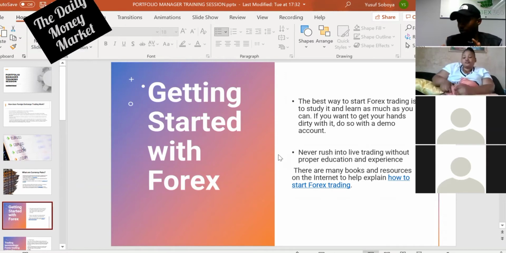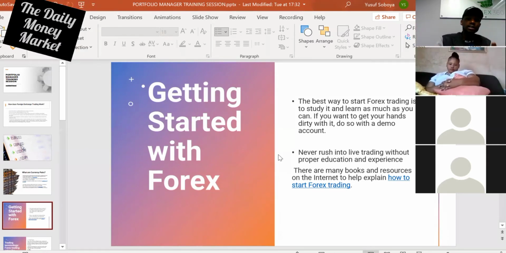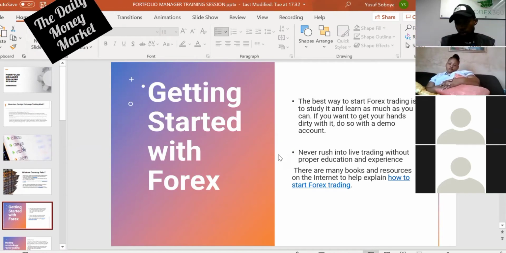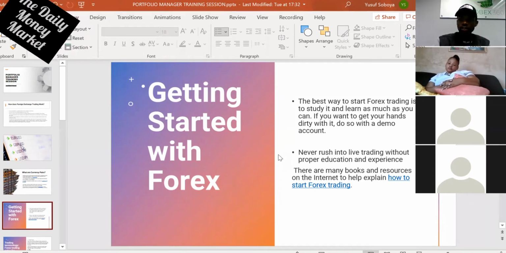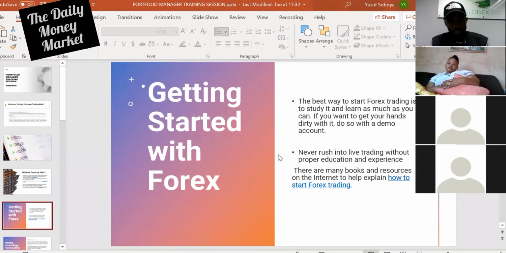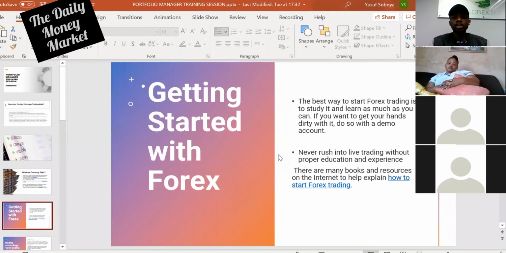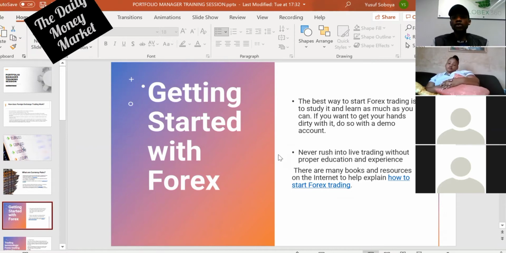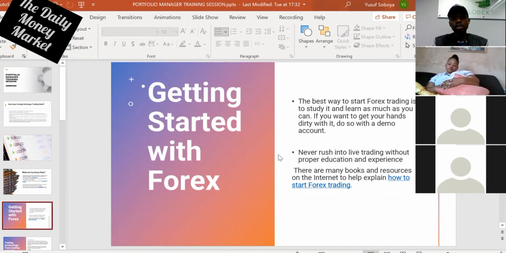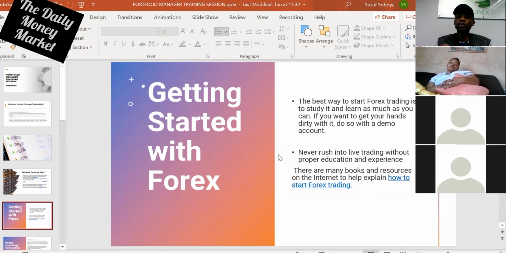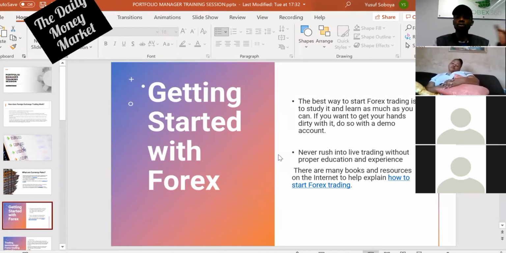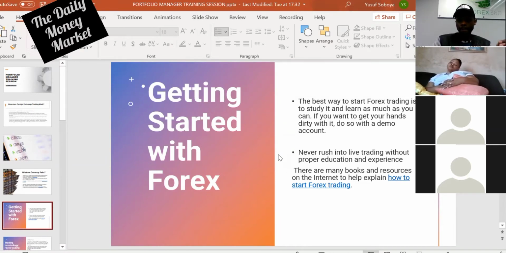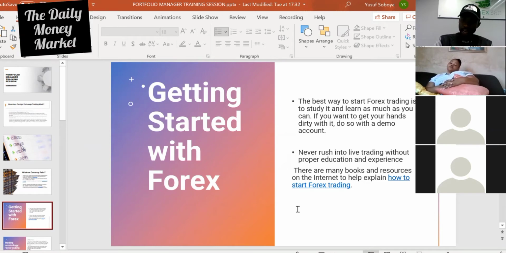So what I want is for everyone to understand how forex works, and eventually, as time goes by, month by month, everyone should be able to do it on their own without depending on anyone in terms of trading. So the best way to start forex trading is to study it and learn as much as you can. If you want to get your hands dirty with it, do so with a demo account. If you want to practice, put in a lot of volume, do a lot of risk management, do that on a demo.